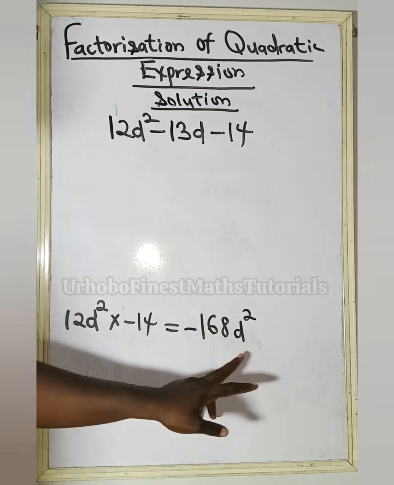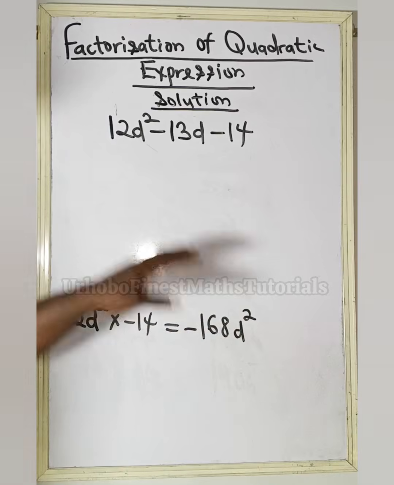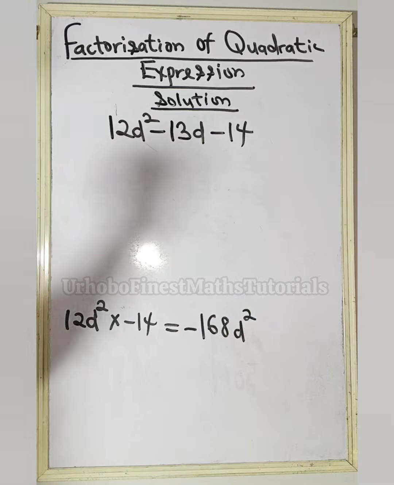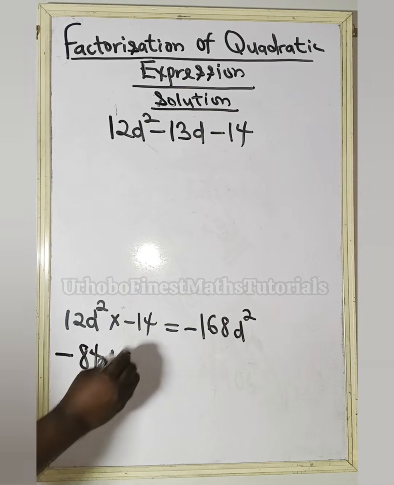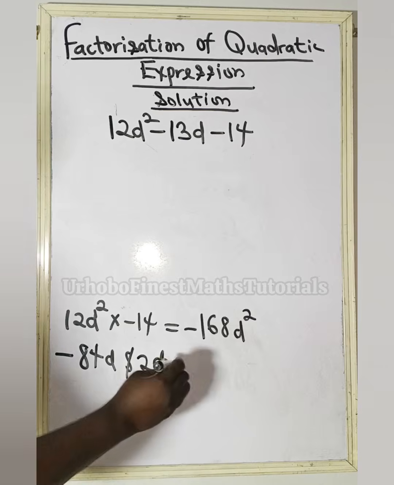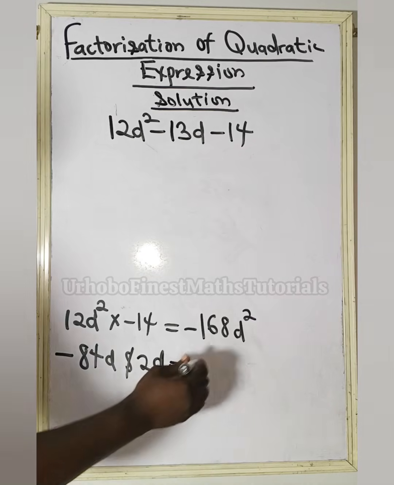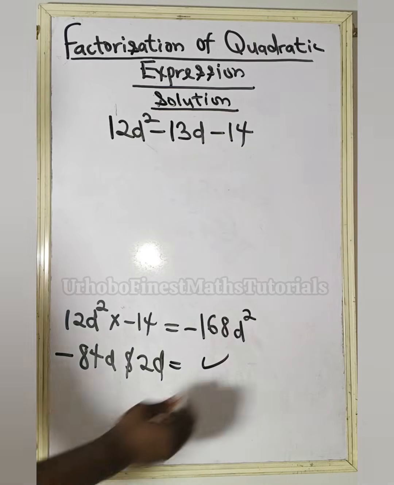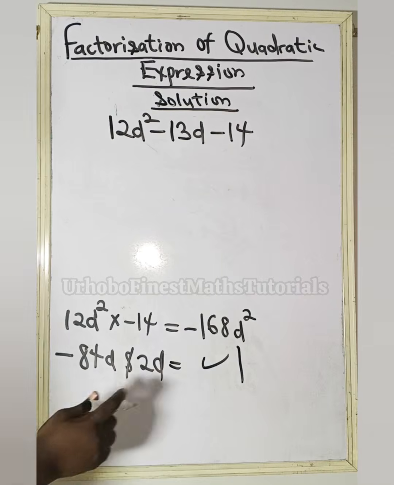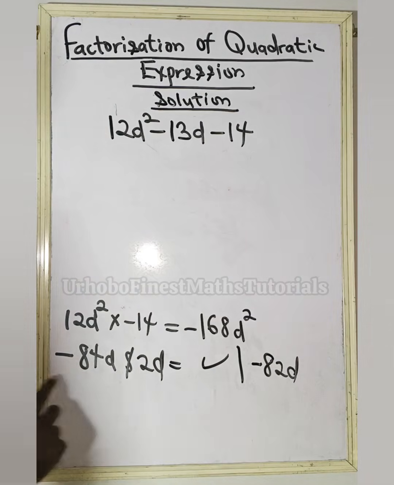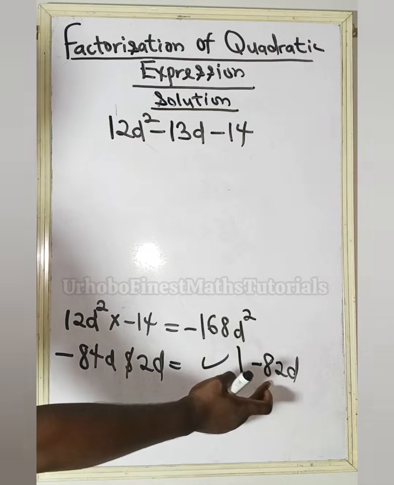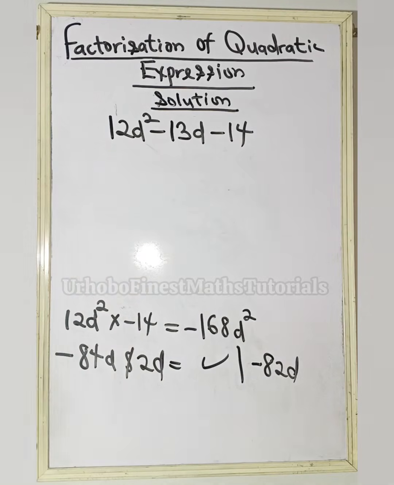At this point, we're going to look for two factors such that when we multiply them, we'll get minus 168d squared. And then when we add the factors, we'll get minus 13d. All right. So the first factor we're going to try, let's try minus 84d and 2d. Minus 84d and 2d. Okay. This times this will give you this. All right. But if you add these two terms together, it will give you minus 82d. Now these factors will not work. Why? Because minus 82d is not the same as minus 13d.